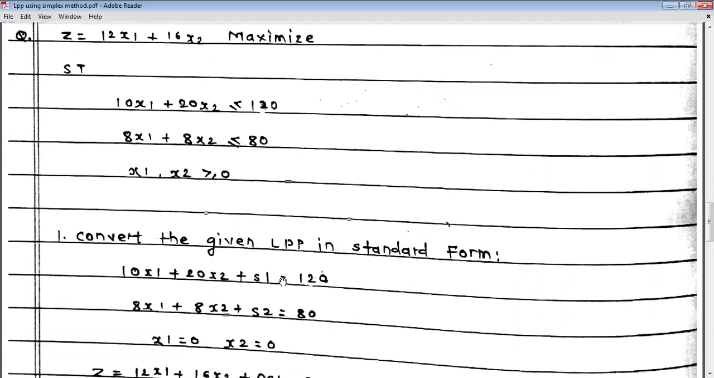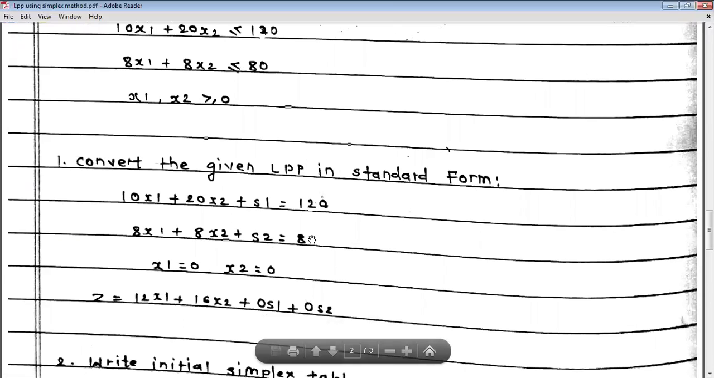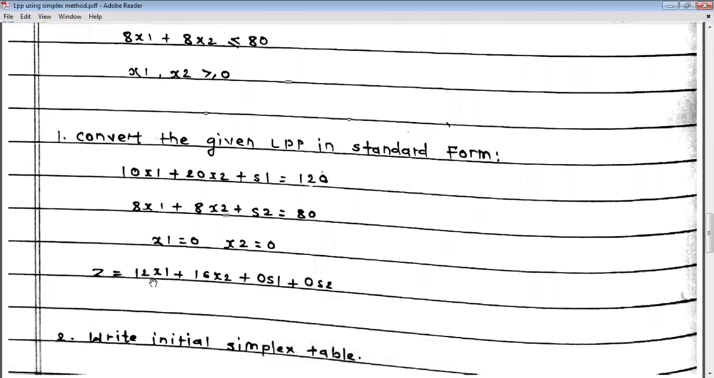If it would have been a greater than or equal to constraint, we would have subtracted the surplus variable. Okay, so we have added the slack variable and we have converted the given equation into the standard form of LPP. And these slack variables are also added into the objective function, that is Z is equal to 12x1 plus 16x2 plus 0s1 plus 0s2.